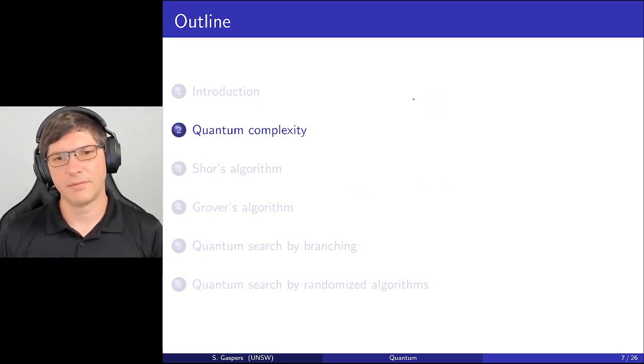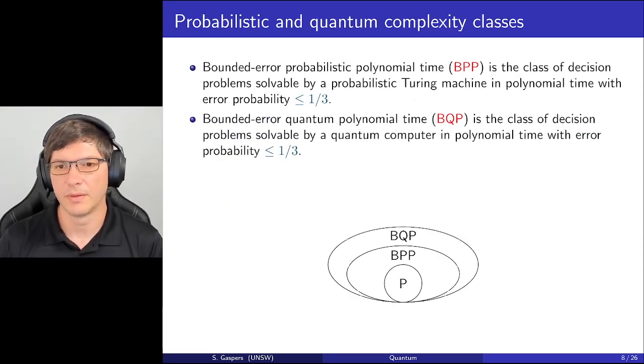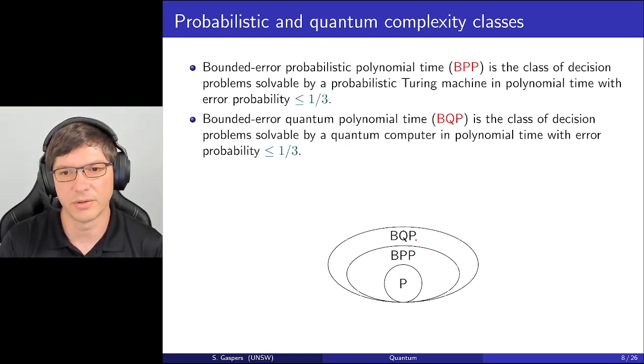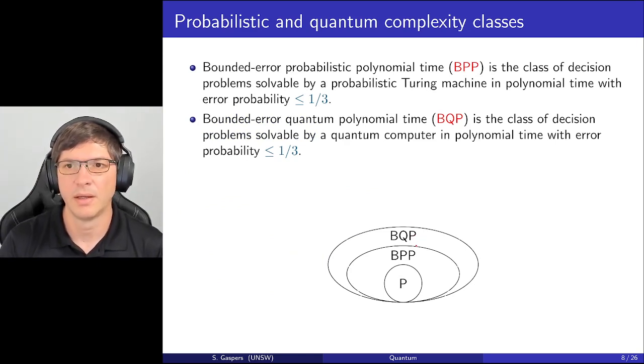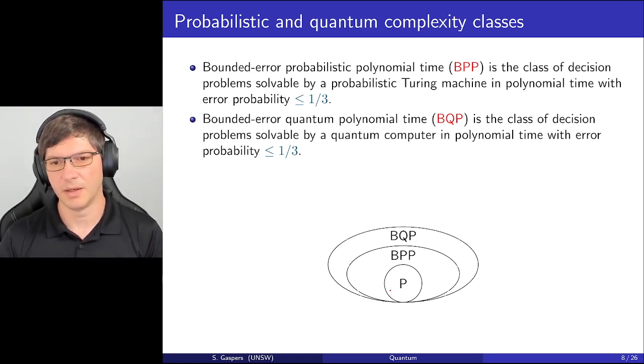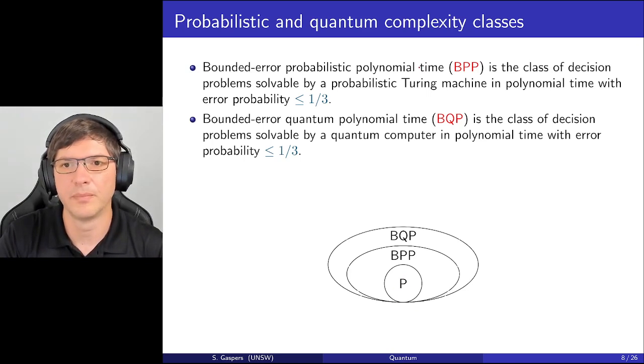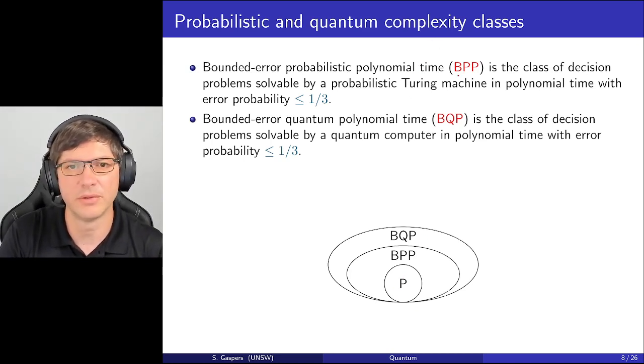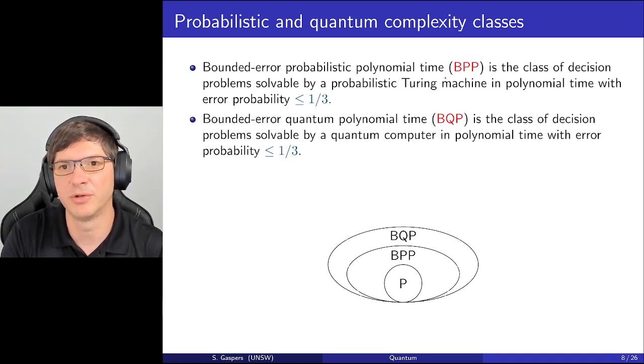So let's have a little look at the main complexity class associated with quantum computation. Here we have our class P, polynomial time computable problems. For randomized algorithms, there's the bounded error probabilistic polynomial time class. That's the class of decision problems that can be solved by a probabilistic or randomized Turing machine in polynomial time with error probability at most 1/3.